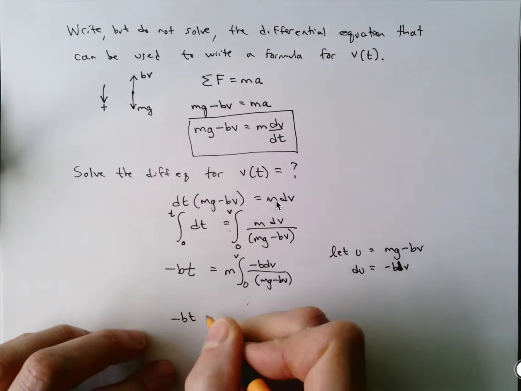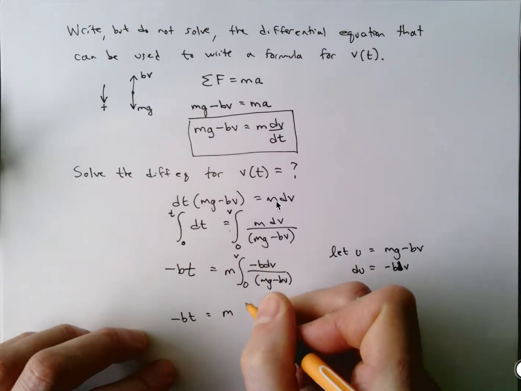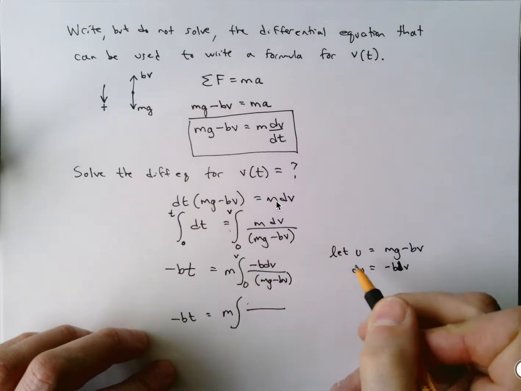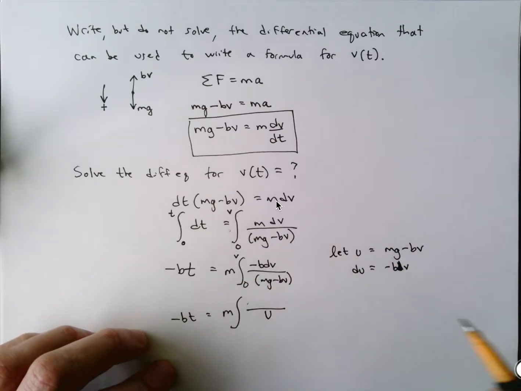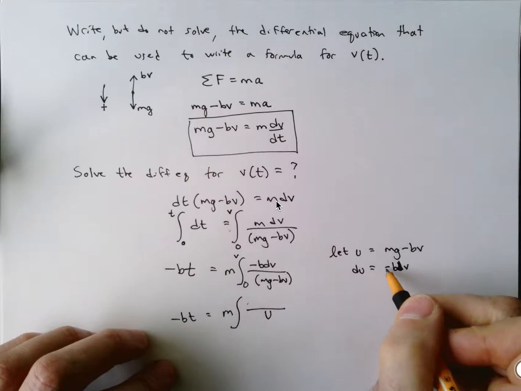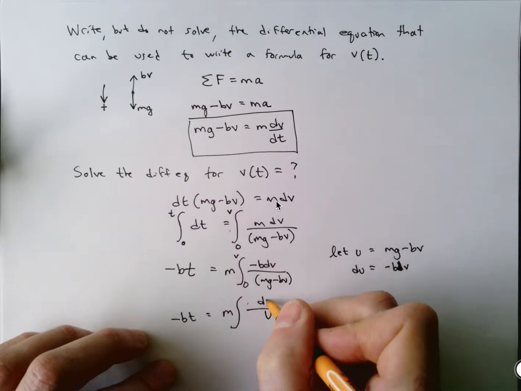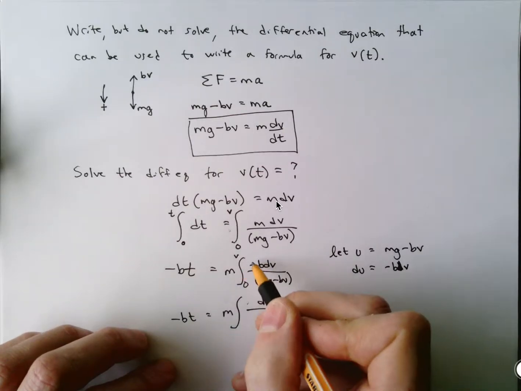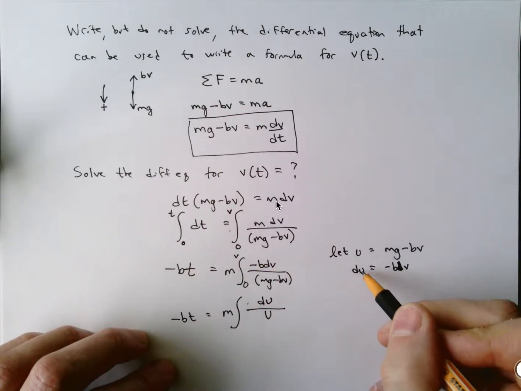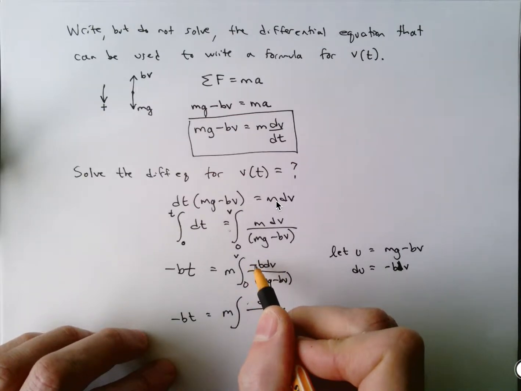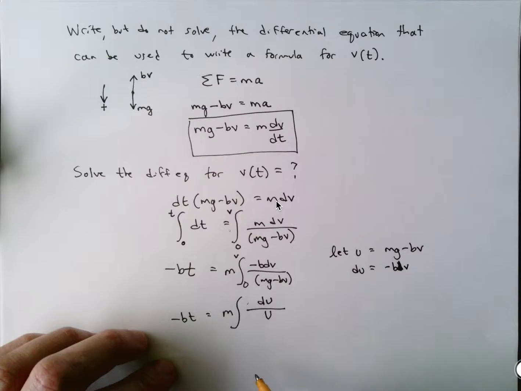So let's see what we've got now. Now I'm going to substitute mg minus bv. That's u. And notice that du is negative b dv. I've got negative b dv right here, so I'm just going to substitute that with du. Sometimes people ask me, where did the negative sign go? Well, it's part of what du is. Literally, I can replace this entire thing, including the negative sign, with du, because that's what du is equal to.